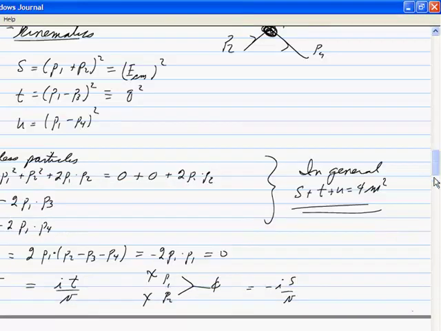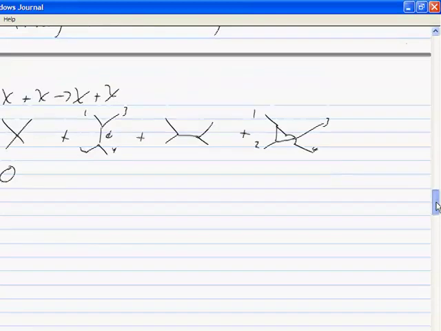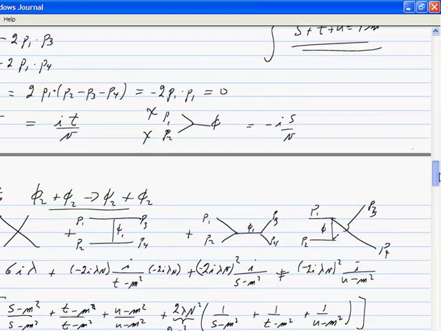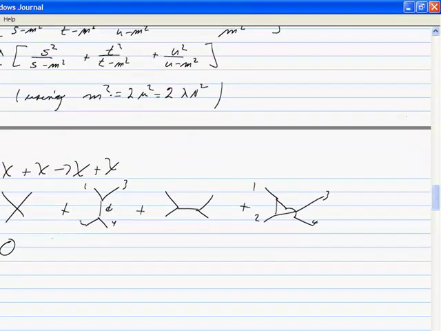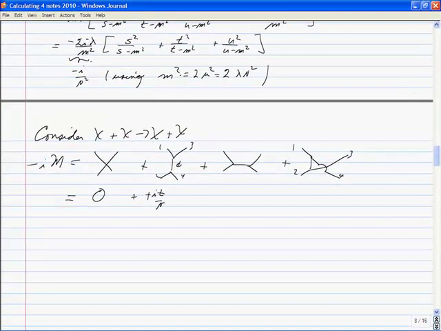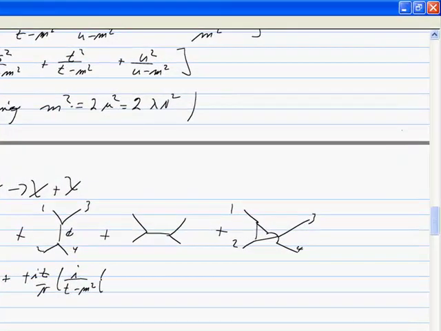And here's where the fun comes. If we go back up here, we see that our Feynman rule for the exchange diagram is t over v. Okay. So I get this guy is minus i, well, let's see, let's do it right, plus i t over v times i over t minus m squared times i t over v.